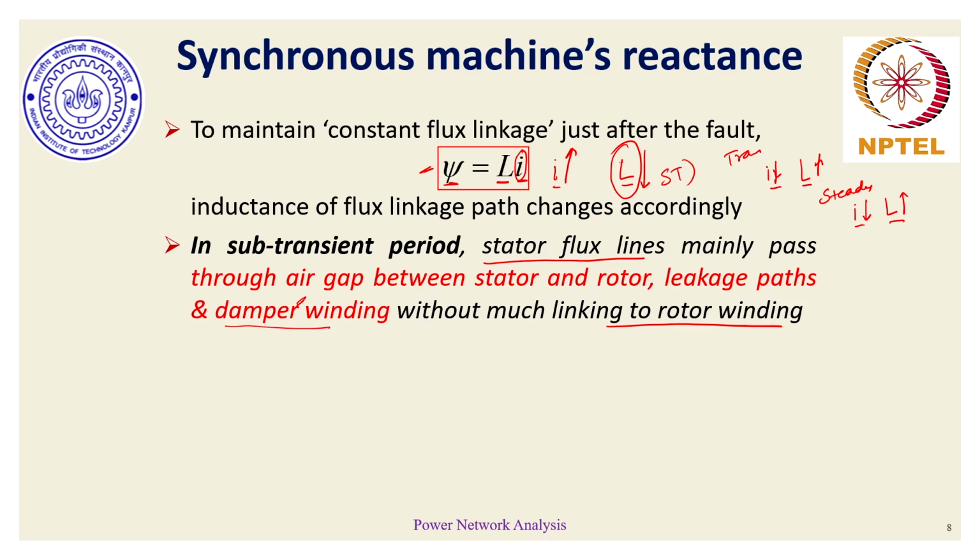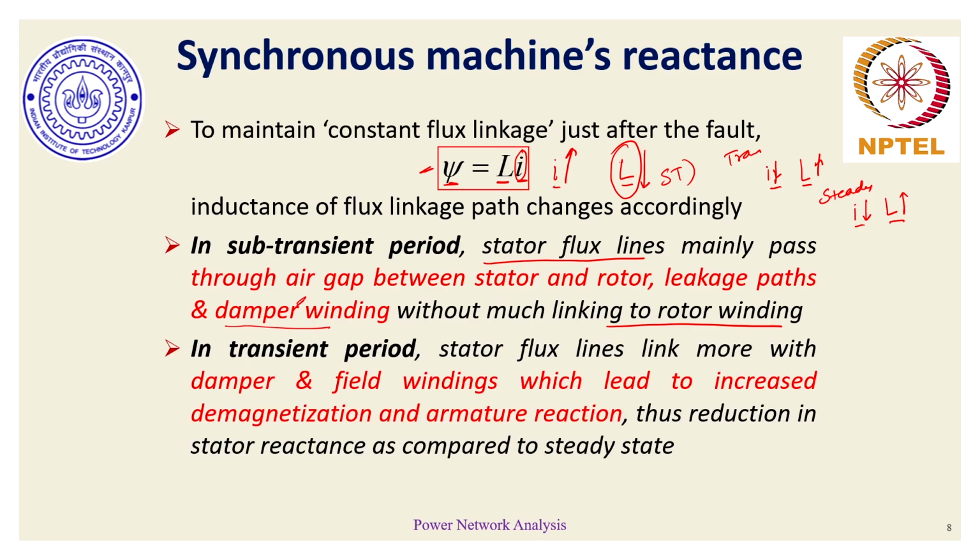During the subtransient period, the linking between stator and rotor winding starts increasing, so more of the stator flux starts linking with the field windings and the remaining damper windings, which leads to more demagnetization and more reactance. Hence the corresponding reactance tends to go up as compared to the subtransient period, but still it is not that high as compared to the steady state period because of the demagnetization which has started happening.